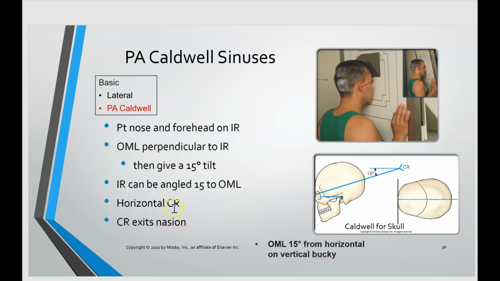The IR can be angled as well. So I'll show you some images of that where you can actually angle the bucky instead of your patient. However, in this image here, we're going to go with a straight central ray, horizontal central ray, and a straight vertical wall bucky. Most wall buckys don't tilt. Some do, but some don't. Okay, so we're going to show you both types. So the central ray is going to exit at the nasion here for this Caldwell sinuses.